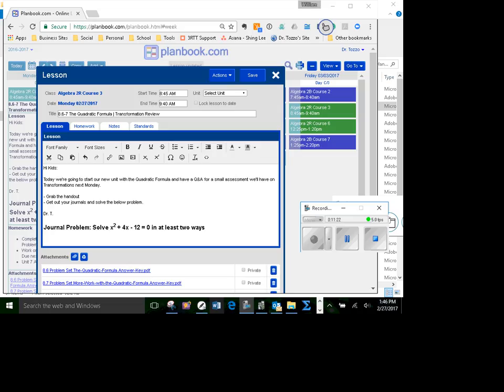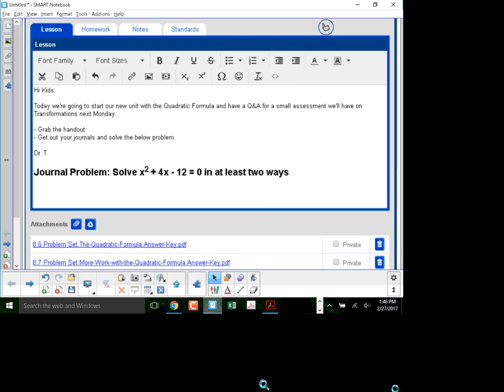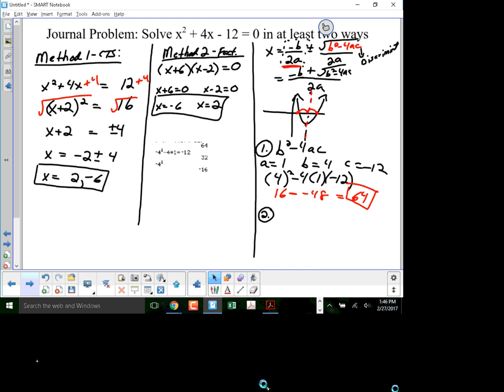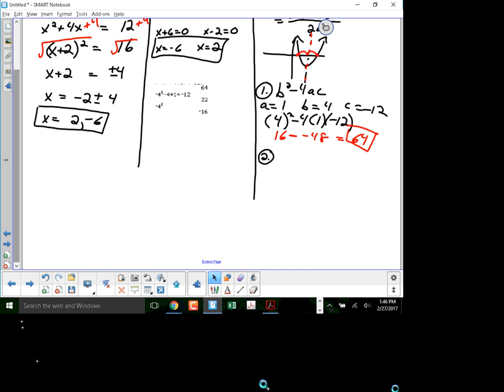Okay, now let's do that second piece. So x is going to be equal to negative b over 2a. You already have it up there. So negative 4 over 2 times 1 plus or minus the square root of 64 all over 2 times 1.